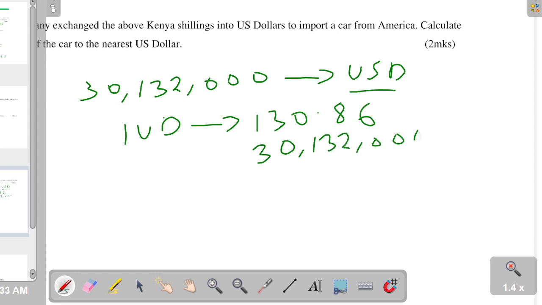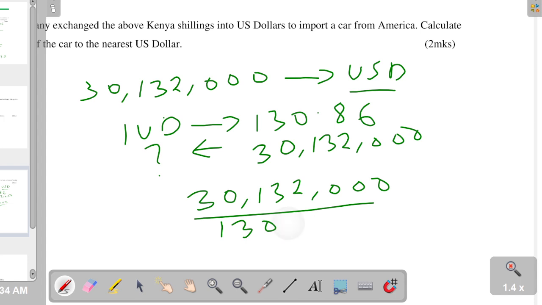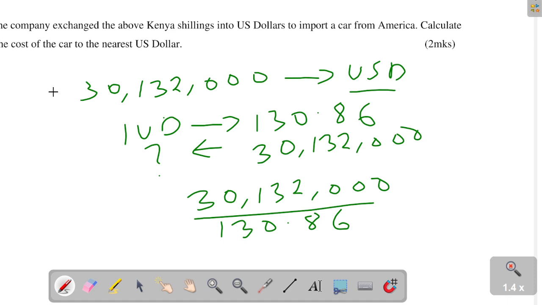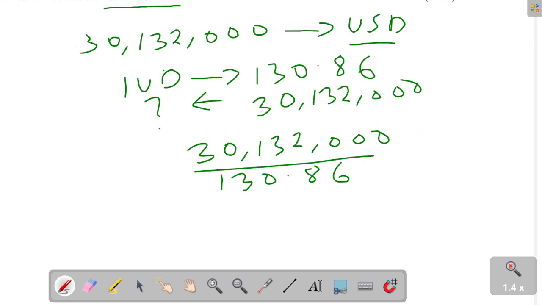But now what about the 30,132,000? This one will be equivalent to how many US dollars? So that is basically going to be 30,132,000, then this we divide by 130.86. And I want to remind you that nowadays we really have some critical information in any given question that you have to look at. Like in this case, it says to the nearest US dollar. So what happens when you don't leave your answer to the nearest dollar? Then you lose the one final mark at the end of it.